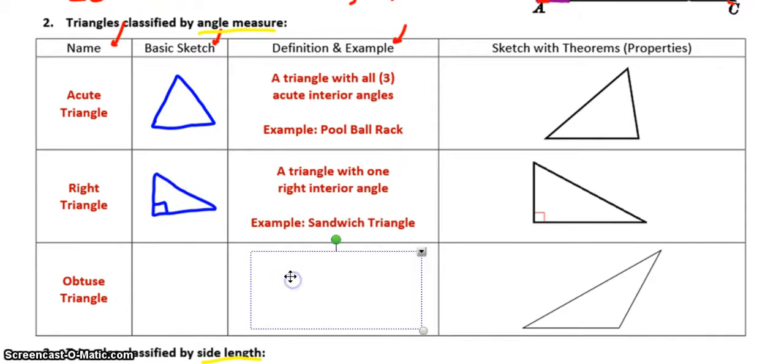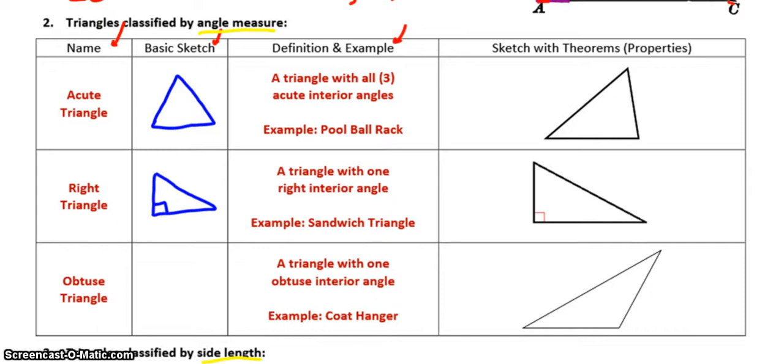Lastly, an obtuse triangle is a triangle with 1 obtuse interior angle. And so let me try drawing an obtuse angle right here. Alright, there we go. And I'll connect the sides, and there's my obtuse triangle. It's not very straight there. Hopefully you do a better job than I did. But make sure you've got that obtuse angle right there. Here's a better example. And again, the coat hanger is a real-world example there.